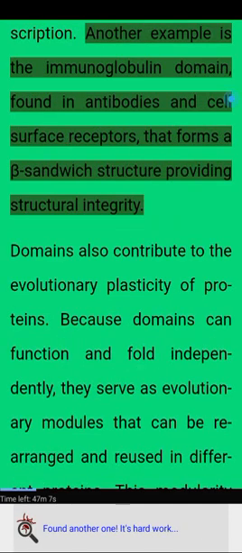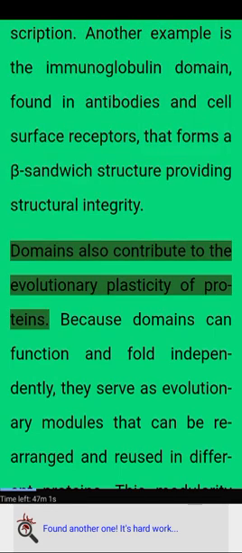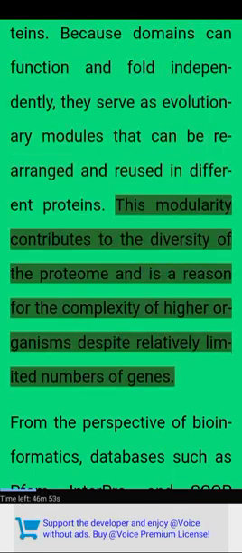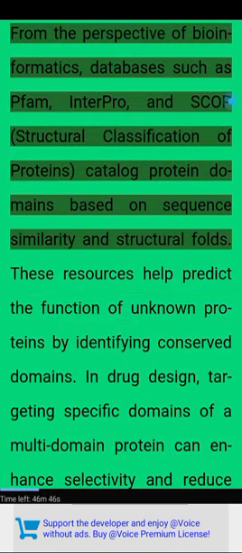Another example is the immunoglobulin domain, found in antibodies and cell surface receptors, that forms a beta sandwich structure providing structural integrity. Domains also contribute to the evolutionary plasticity of proteins. Because domains can function and fold independently, they serve as evolutionary modules that can be rearranged and reused in different proteins. This modularity contributes to the diversity of the proteome and is a reason for the complexity of higher organisms despite relatively limited numbers of genes.